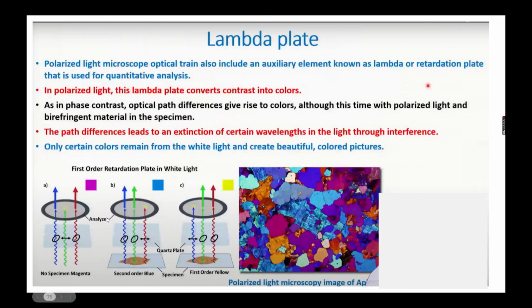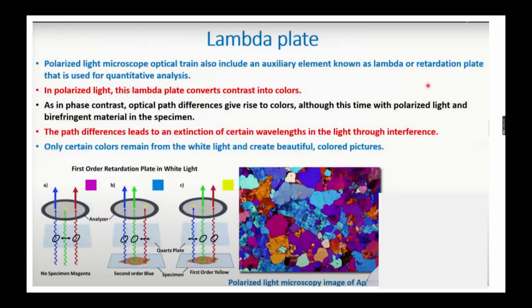So here also the phase difference is the main reason behind this. When the light passes through the analyzer, there will be a path difference. This path difference leads to the extinction of certain wavelengths in the light through interference. So here also interference will occur, because from every part it is not always similar, and not all the light can pass.